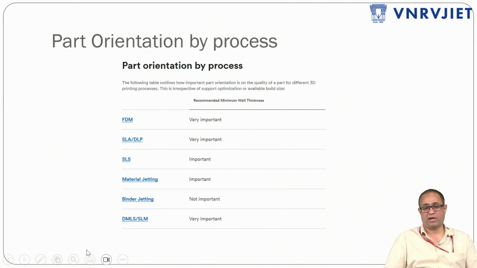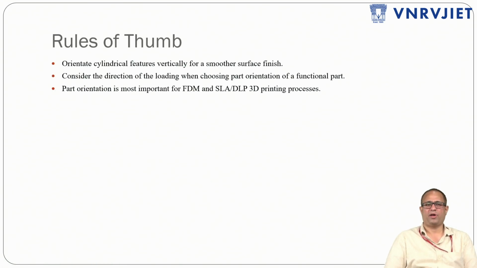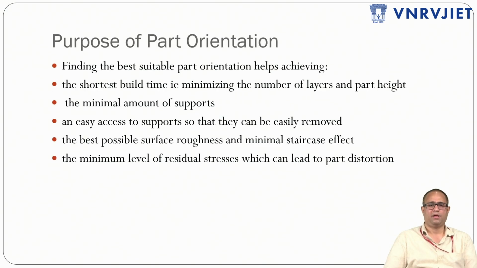But if you go for metal 3D printing like DMLS, direct metal laser sintering, and selective laser melting, part orientation is very, very important. I discussed the rules of thumb: always orient cylindrical features vertically for a smoother surface finish, and consider the direction of loading while choosing the part orientation. This is quite important for polymer as well as for metal, and DLP or SLA. So what is the purpose of part orientation?